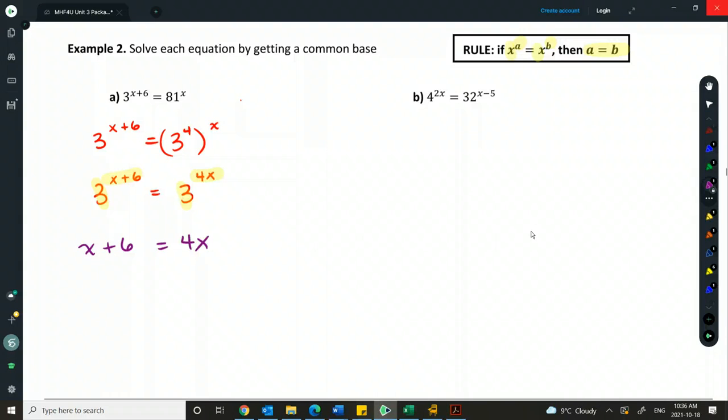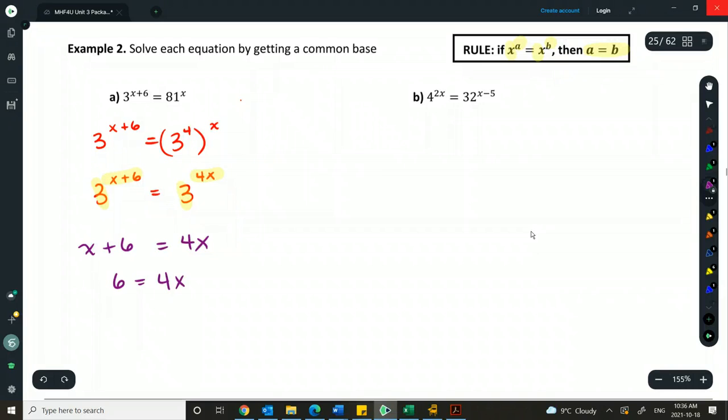And can I solve for x now? Yep. So I'll bring that x over. I'll have 4x minus x. That's 3x. And then, of course, x equals 2.